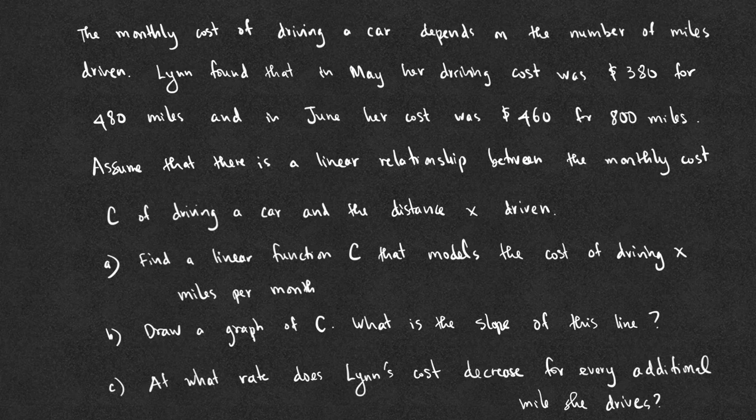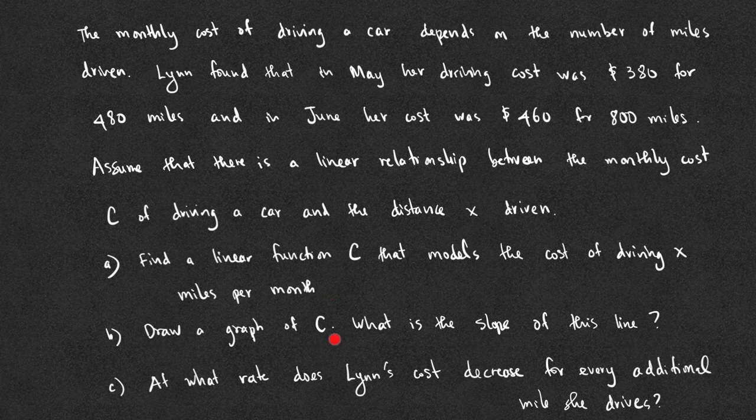The monthly cost of driving a car depends on the number of miles driven. Lynn found that in May, her driving costs were $380 for 480 miles, and in June, her cost was $460 for 800 miles. Assume that there is a linear relationship between the monthly cost C of driving a car and the distance X driven. Find a linear function C that models the cost of driving X miles per month.